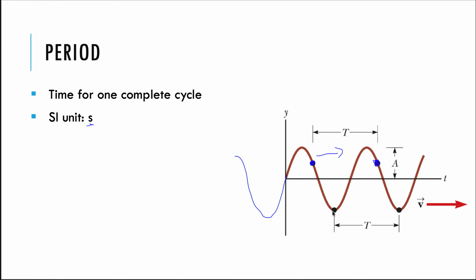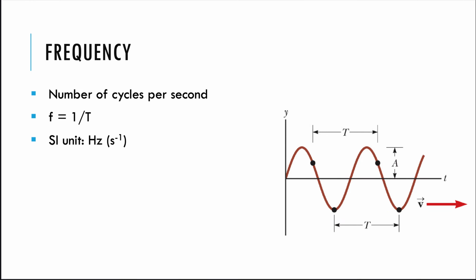It can be a point on a crest moving all the way to that same position, or it can be any point on the wave as long as it moves through a whole cycle of the wave. Just as before, the frequency is going to be the number of cycles per second, which is defined as 1 over the period, and the unit is hertz, which is also 1 over a second.